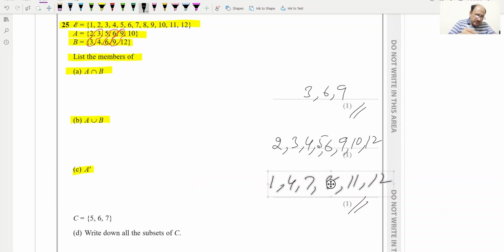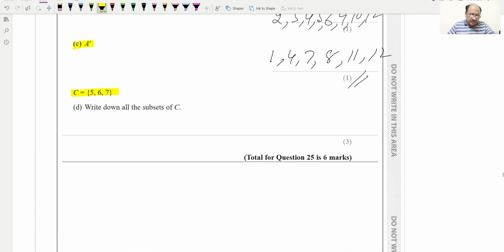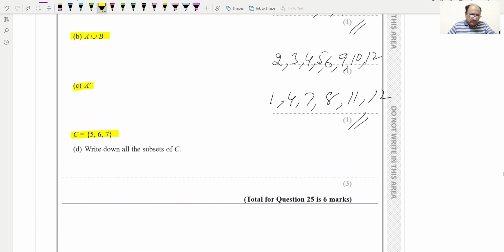And next is C is equal to 5, 6, 7, and write down A complement also we have done. Now C is 5, 6, 7. Write down all the subsets of C. So subsets are, number one thing 5, you can write this one, or you can just write brackets like this.